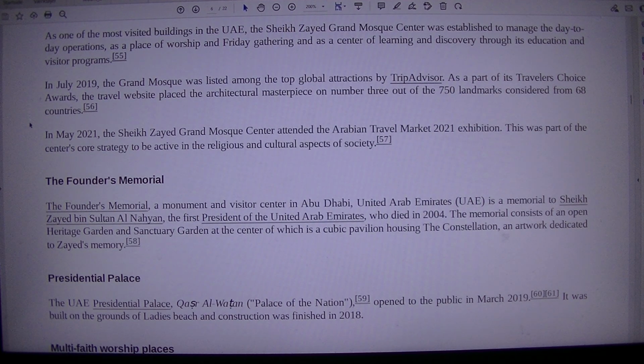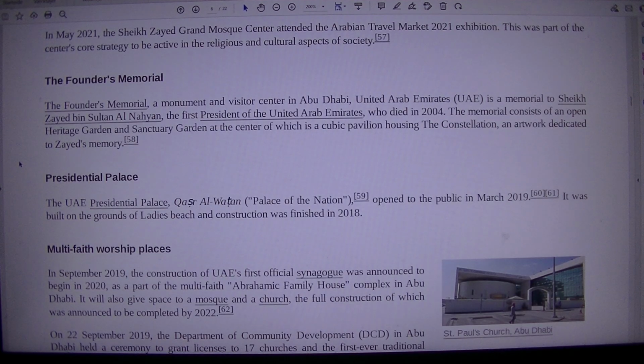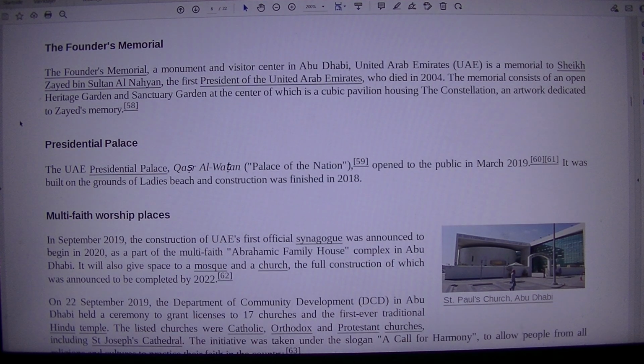57. The Founders Memorial. The Founders Memorial, a monument and visitor center in Abu Dhabi, United Arab Emirates, UAE, is a memorial to Sheikh Zayed bin Sultan Al Nahyan, the first president of the United Arab Emirates, who died in 2004. The memorial consists of an open heritage garden and sanctuary garden, at the center of which is a cubic pavilion housing the Constellation, an artwork dedicated to Zayed's memory.